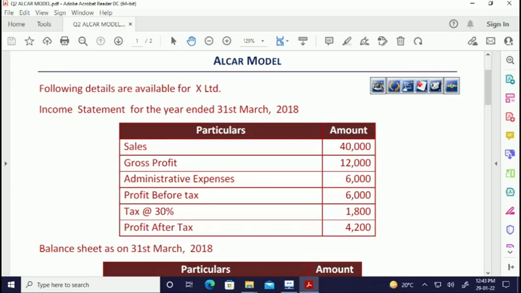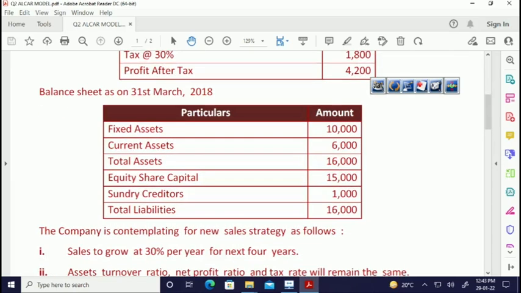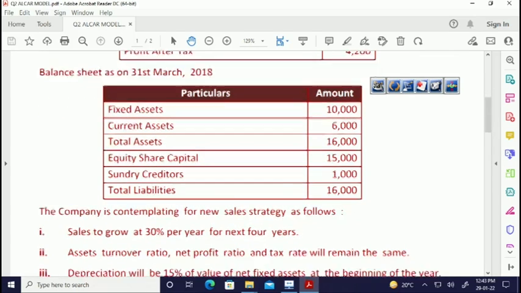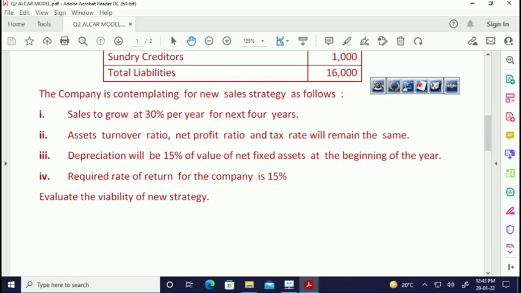This is the income statement given. You can see there is no interest, so this 4,200 is actually no PAT. The balance sheet is given with fixed assets, current assets, equity share capital, creditors. The company is contemplating a new strategy, with sales to grow at 30% for 4 years, so years 1, 2, 3, 4 and the 5th year extra will show. Asset turnover, net profit ratio and tax rate will remain the same. Depreciation is 15% of fixed asset at the beginning. Required rate of return is 15%. Evaluate the viability of the strategy.